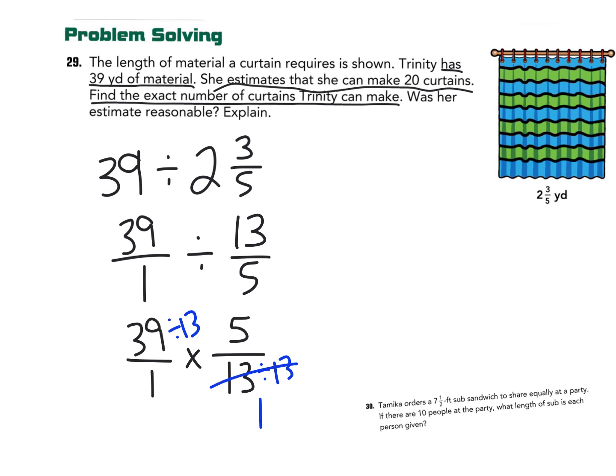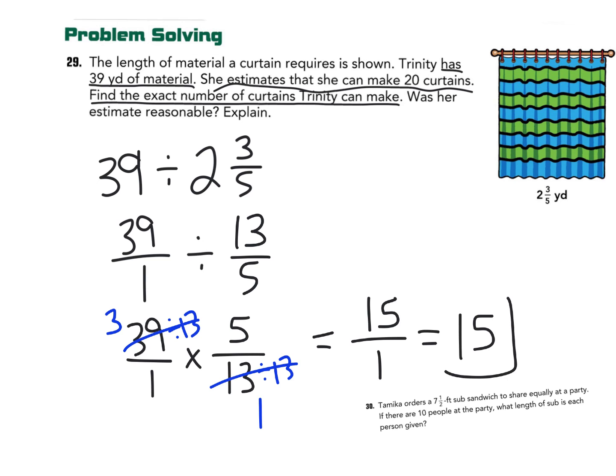13 divided by 13 is 1. 39 divided by 13 is 3. And then 3 times 5 is 15. 1 times 1 is 1. 15 divided by 1 is 15. So she could make 15 curtains. That's pretty close to the 20 that she estimated, so her estimate is reasonable.